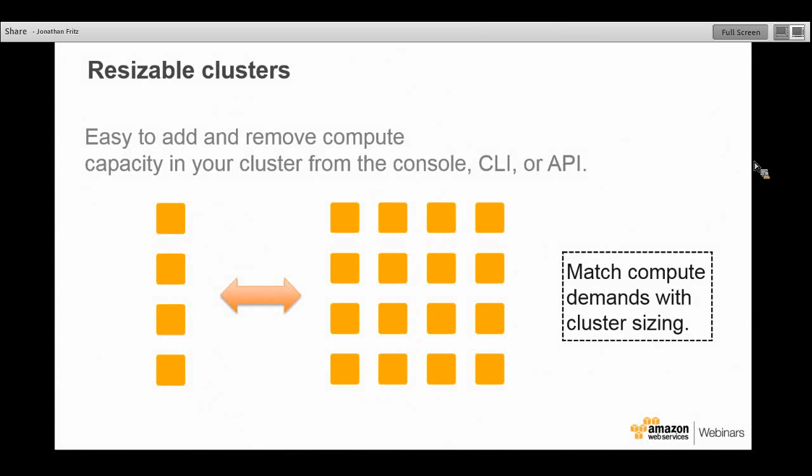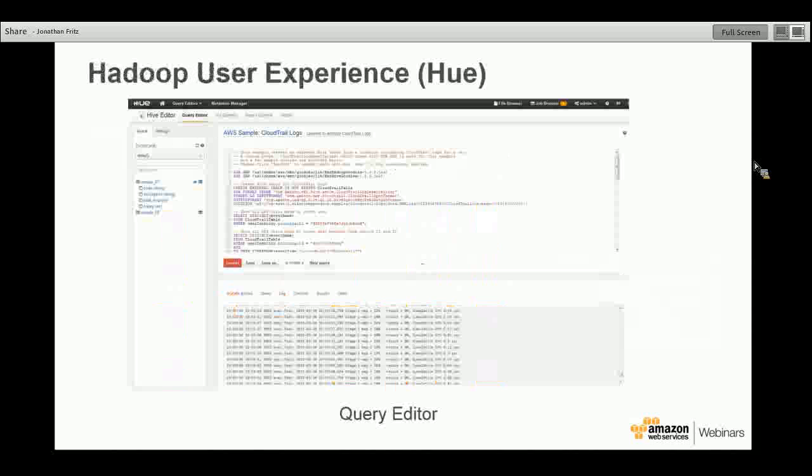I already brought this up a little bit. Easy to add and remove compute nodes. You can do that from the console or command line or API. And when you add a new node onto your cluster, EMR will take care of installing all of the necessary components onto that node and then bringing it into the cluster. Same thing when you remove a node as well. So you can really match your compute needs with the actual number of tasks that you're running on that cluster.